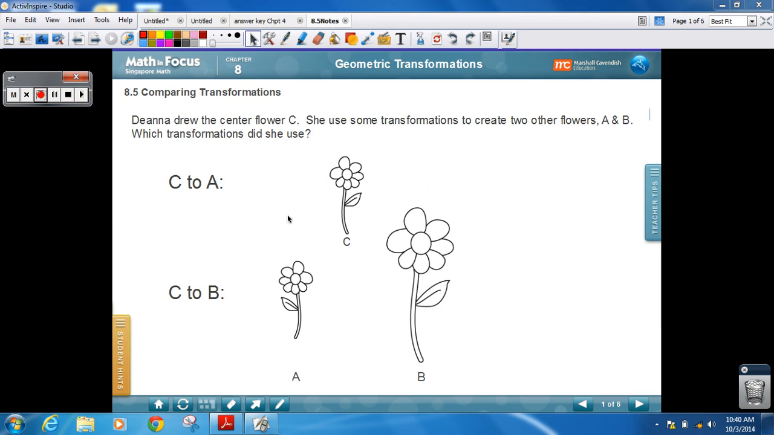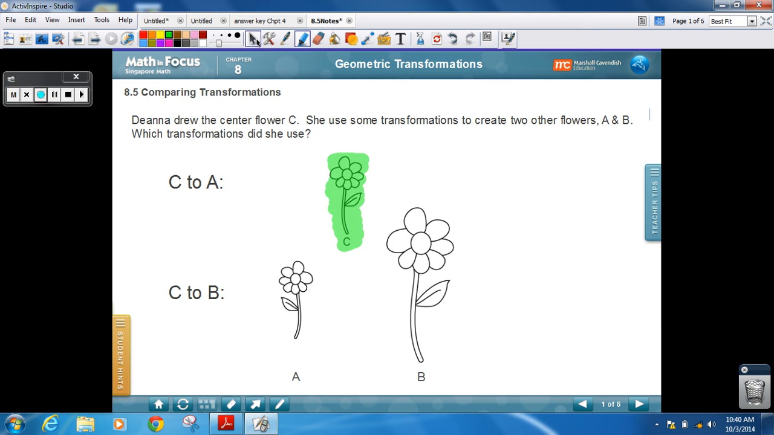Okay, today we are going to be taking all the transformations we have discussed and describing them and trying to figure out which ones they are. So if I look at this first one, there are 3 flowers located on our page. It says Deanna drew the center flower C. So you might want to highlight that one because this is the original.